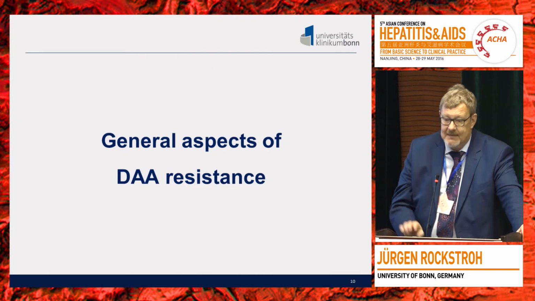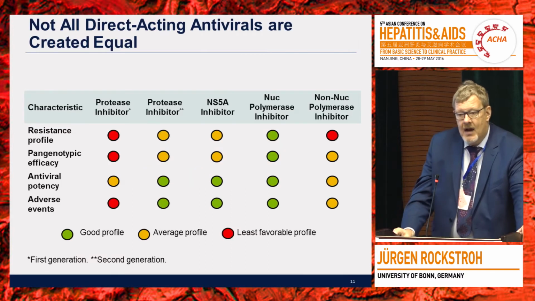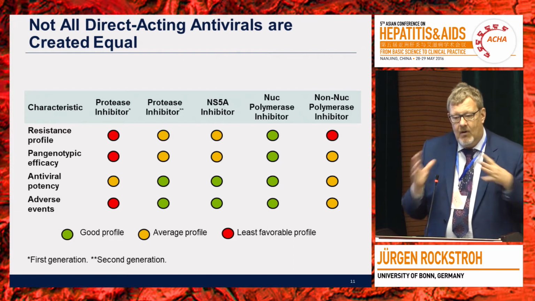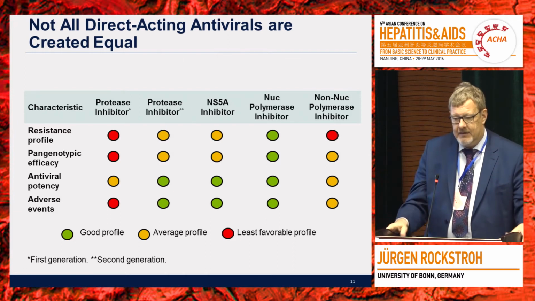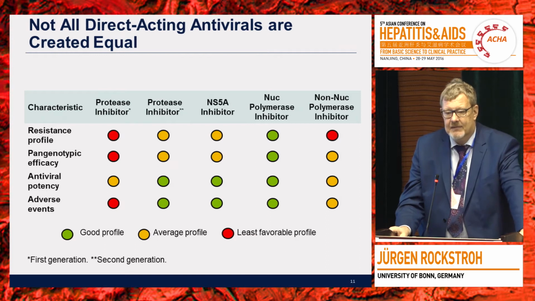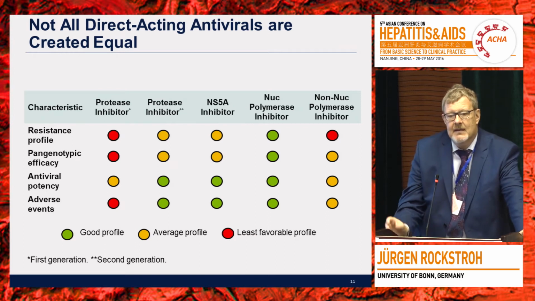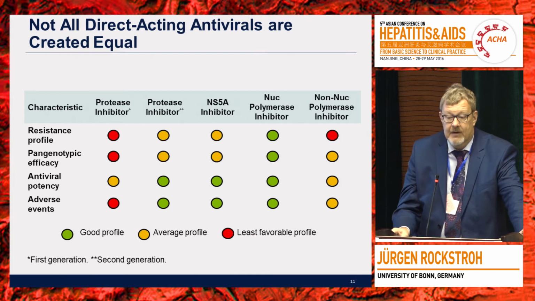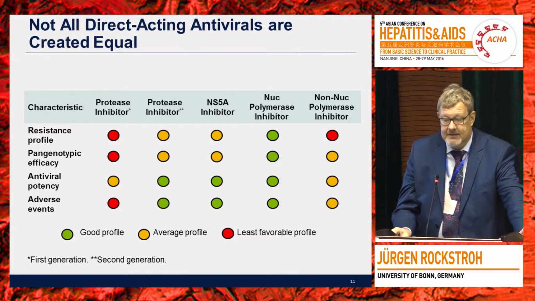So what are general aspects of DAA resistance? Obviously, what you heard in this very elegant talk before me was that we have a whole range of different antivirals which can be classified into various groups depending on the target within the replication cycle. And these different drug classes differ substantially from each other with regard to resistance profile, pangenotypic efficacy, and other characteristics.